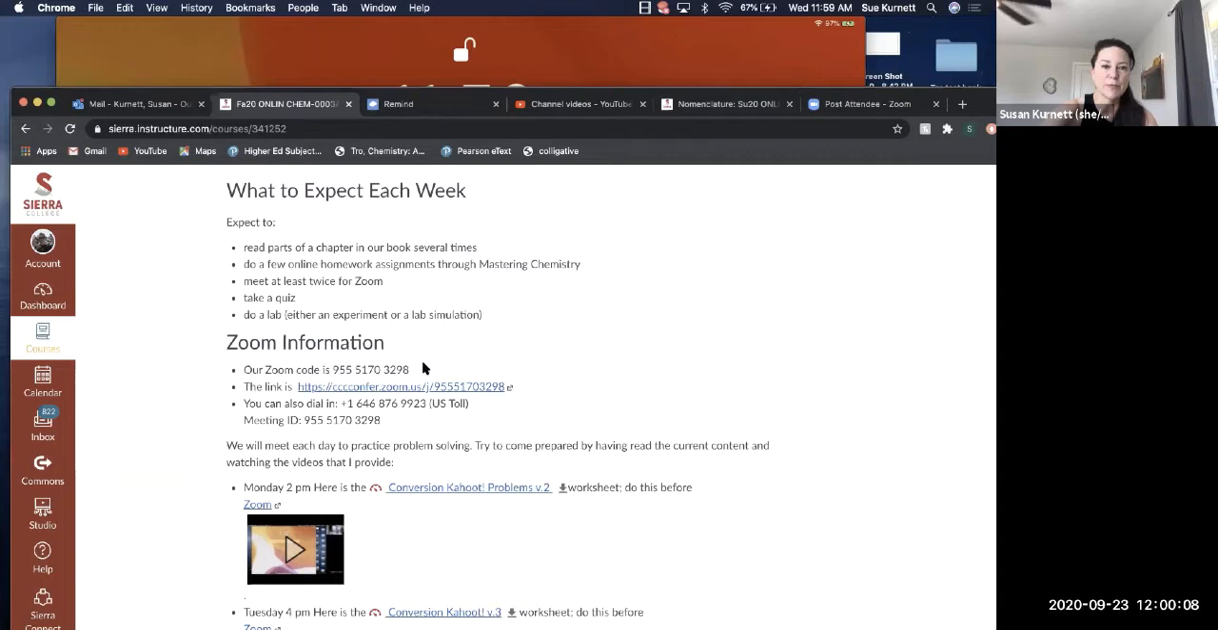So this Zoom code and this link are not going to be good in a couple days because Zoom has decided that everybody needs to change their links if they don't have passwords. So this information will change, and I'll probably, when I change it, put it in a different color just so you recognize, oh, that's different. So if you go to a meeting and we're not there, that might be why.